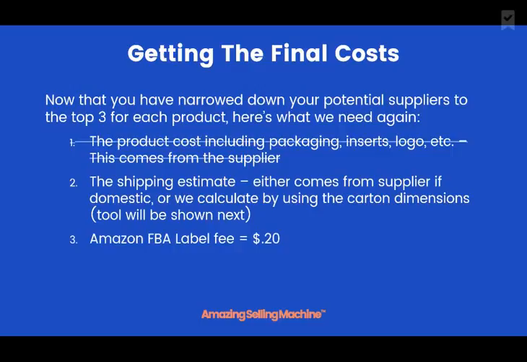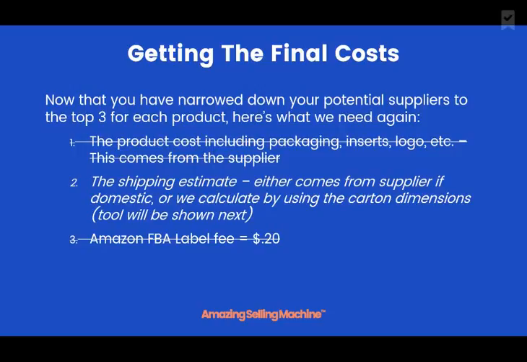So we should already have the product costs since we've already narrowed down a list to the 3 suppliers, and that was one of the things that they had to give to us. And we absolutely know that the label fee is always 20 cents. So that means that all that's left is a shipping estimate. If we've gotten that from the supplier, that's great. If not, and we're sending something internationally, I'm going to show you how to do that next.